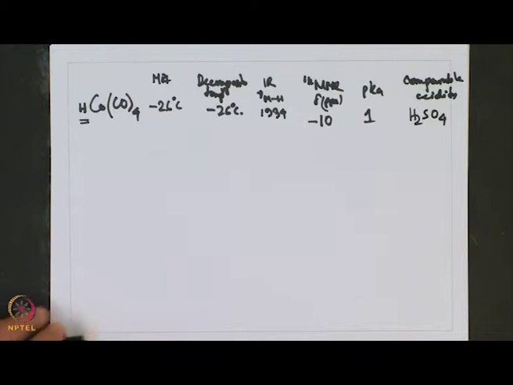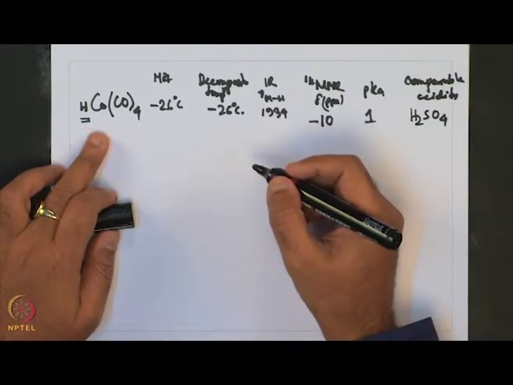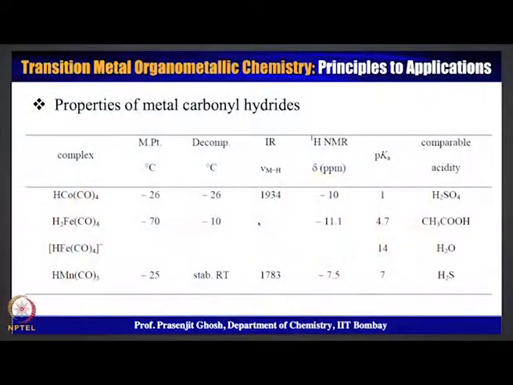So, what we see is that this hydride moiety bound to cobalt is very much acidic in nature, comparable to that of sulfuric acid. So, this is a very interesting observation.